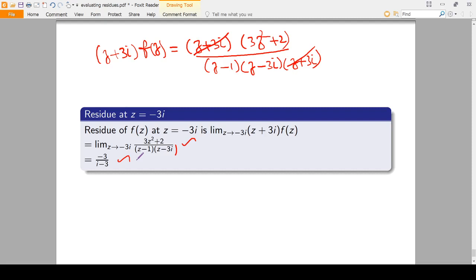When you use these two formulas, then you can find the residue of certain functions. So using the residues, you can find the value of an integral, using the Cauchy residue theorem, which will be dealt with later.